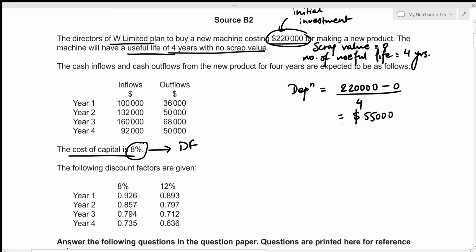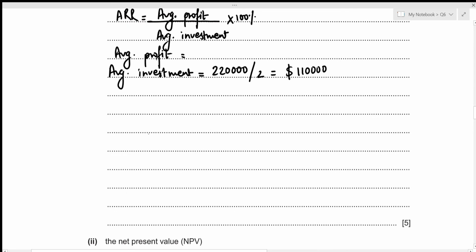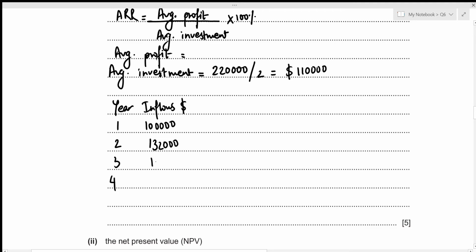We also need to adjust our depreciation to the net cash flow in order to figure out the profits for the year 1, 2, 3, and 4. Let's list down our inflows and outflows. So the inflows for year 1, 2, 3, and 4 are 100,000, 132,000, 160,000, and 92,000 respectively. Let's list that down. So we have the year 1, 2, 3, and 4. We have our inflows. For year 1, that was 100,000. For year 2, it was 132,000. For year 3, it was 160,000. And for year 4, that was 92,000.